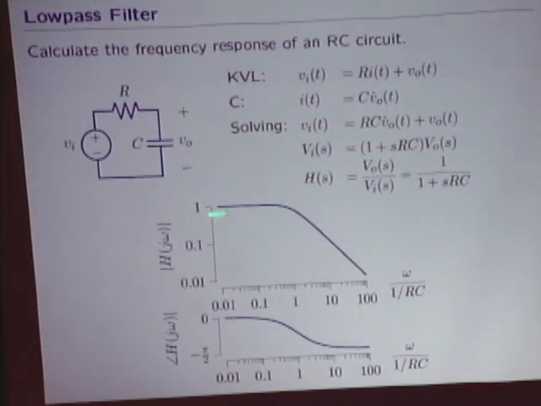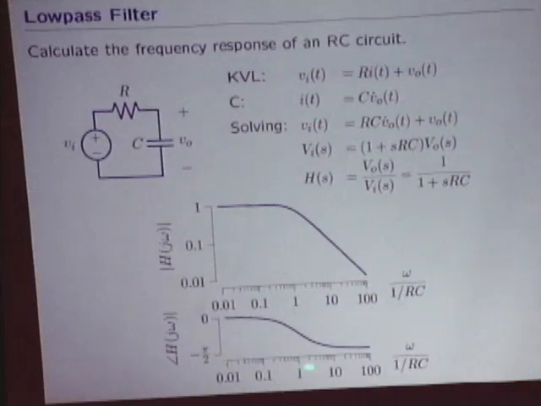The magnitude has an asymptote at low frequencies that is a constant. At high frequencies, it's sloping with minus 1, or as we would say, minus 20 dB per decade. And it has some sort of phase response. At low frequencies, the phase is 0. At high frequencies, the phase lags by pi over 2.